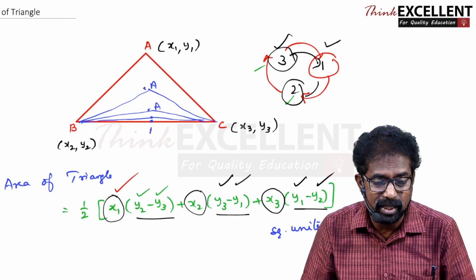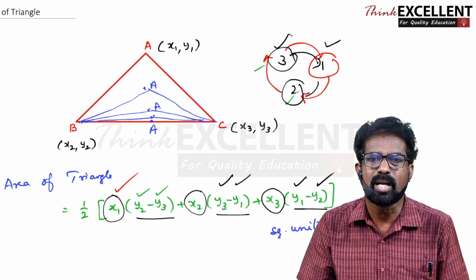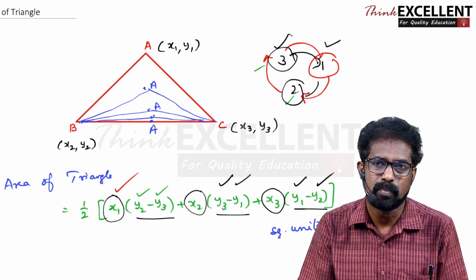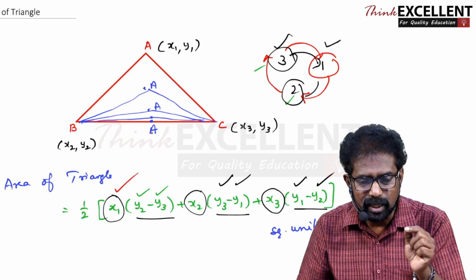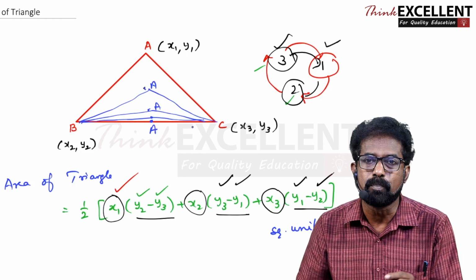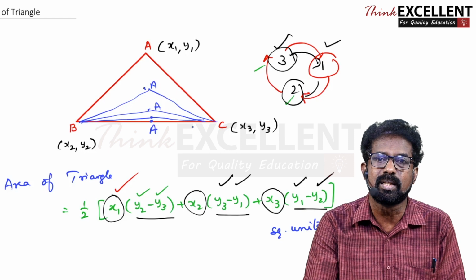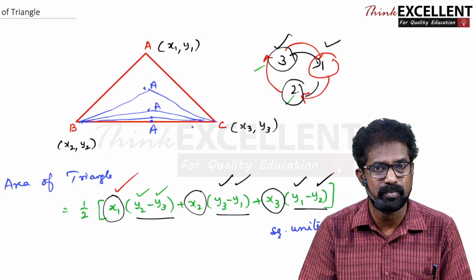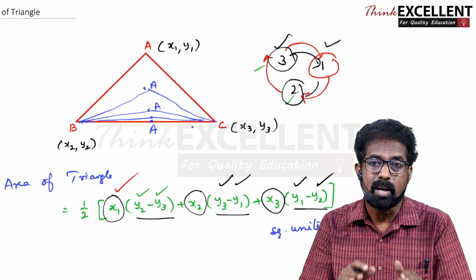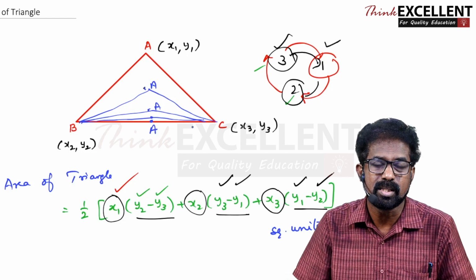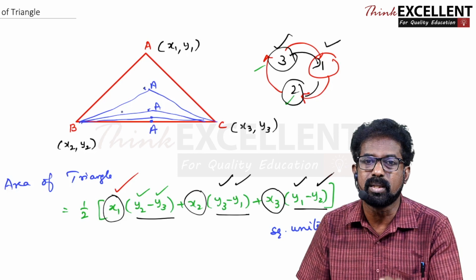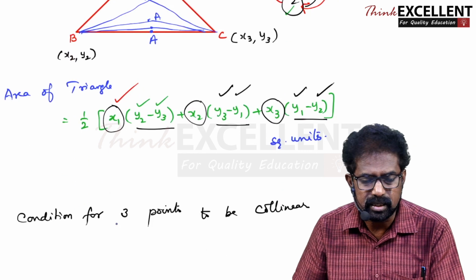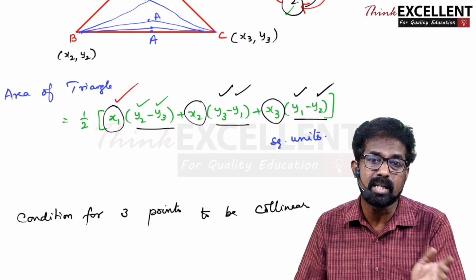Suppose the point A comes here. There is no triangle at all, right? Then the area of the triangle is 0. When the point A lies on the line BC, A comes on the line BC itself, then area is equal to 0. Then those 3 points we call collinear. What is collinear? The points lie on the same line. When they are collinear, automatically the area of the triangle becomes 0. So that is the condition for collinearity. The condition for 3 points to be collinear is area equal to 0.